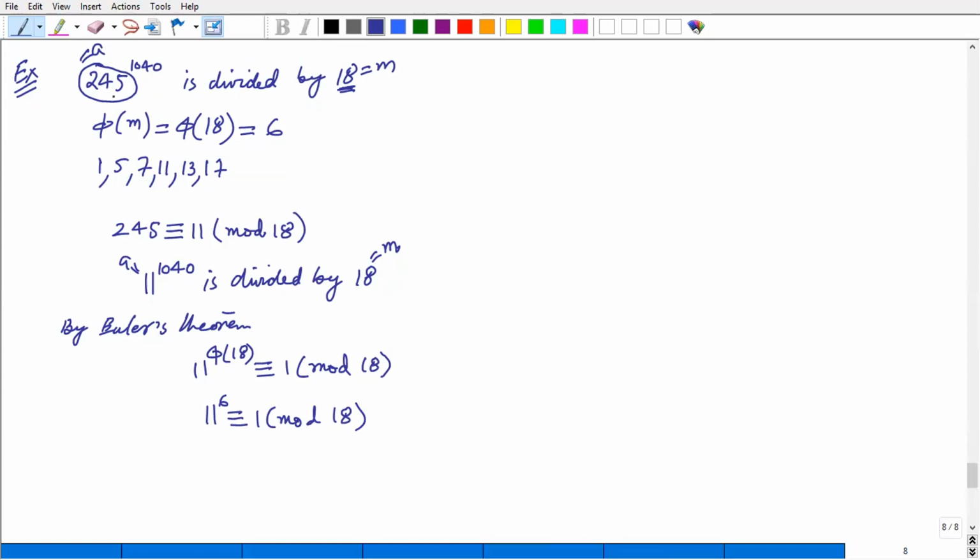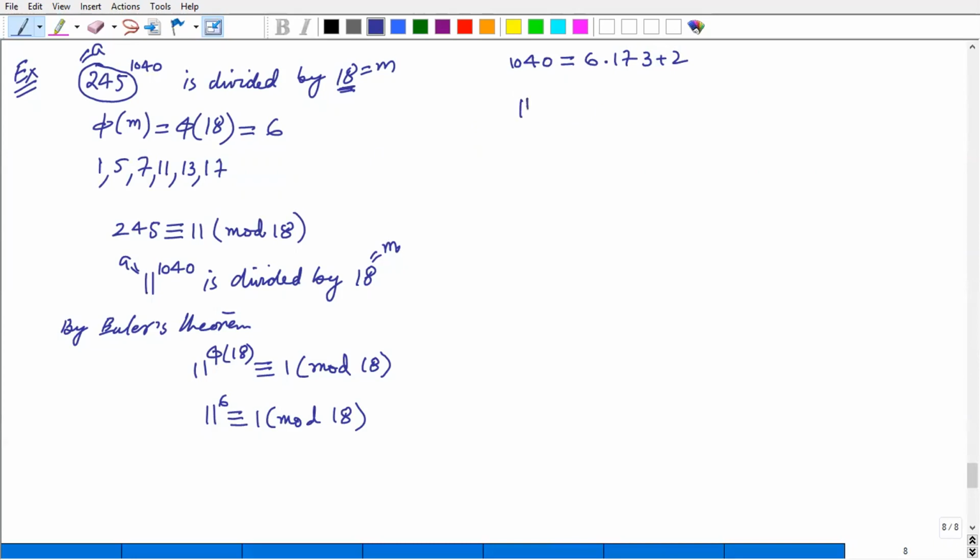So now we have the power 1040. We can use the division algorithm here. So 1040 can be written as 6 times 173 plus 2. 6 times 173 is 1038, then plus 2. So this is n, this is m, this is q, and this is r, by using the division algorithm.